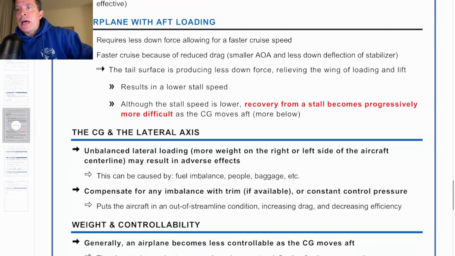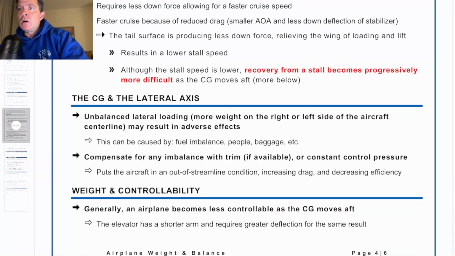The CG and the lateral axis. All right. So this is basically keeping your fuel balanced, all right? Unbalanced lateral loading, more weight on the right or left side of the aircraft centerline, may result in adverse effects. This can be caused by fuel imbalance, people, bags, etc. Compensate for any imbalance with trim if available, or constant control pressure. This puts the aircraft in an out of streamline condition, increasing drag and decreasing efficiency. So anytime you put trim in, you're creating more drag, okay?